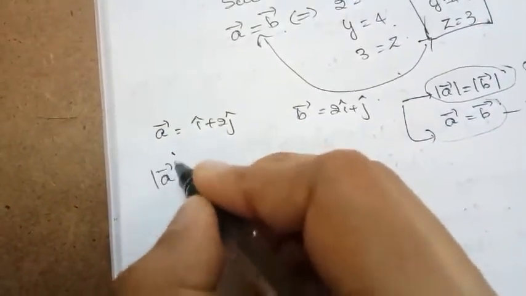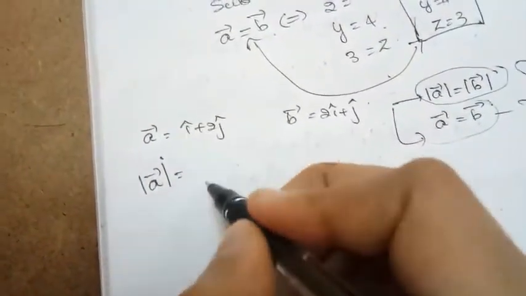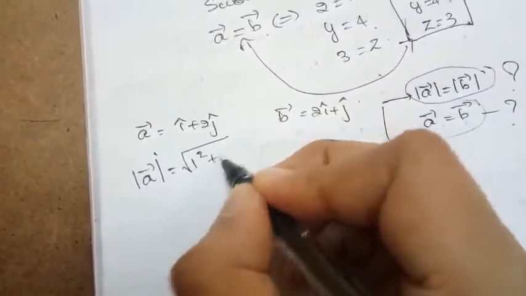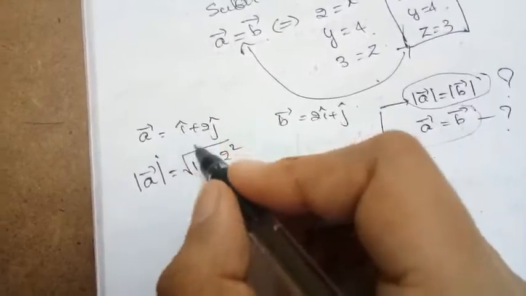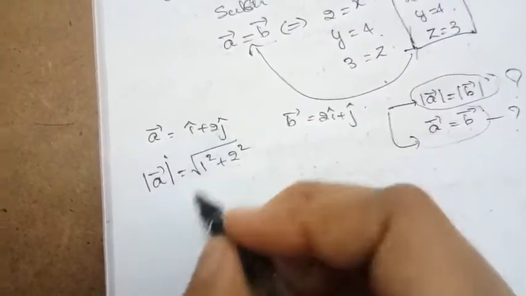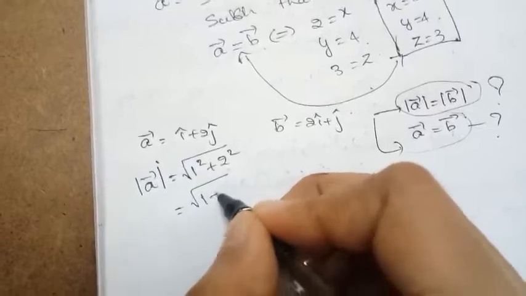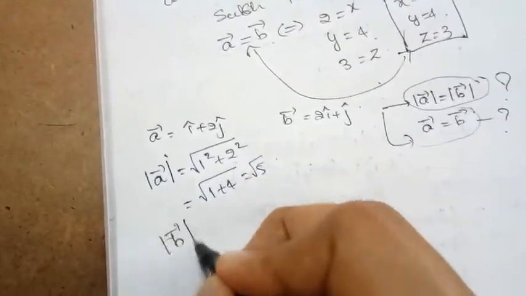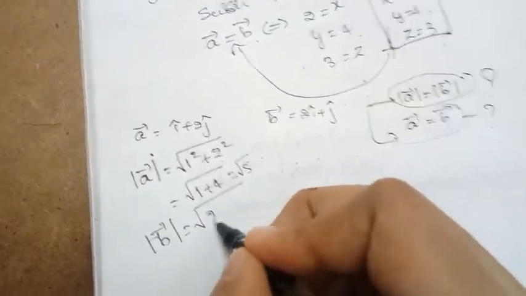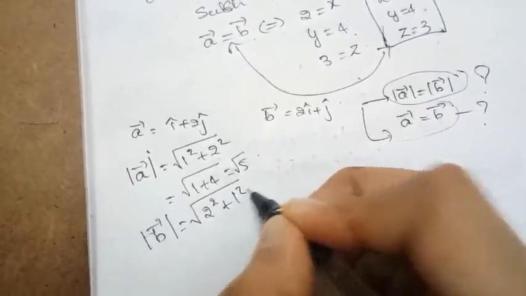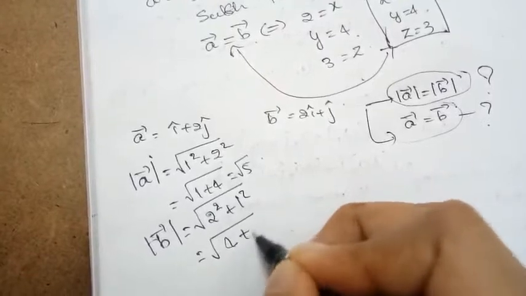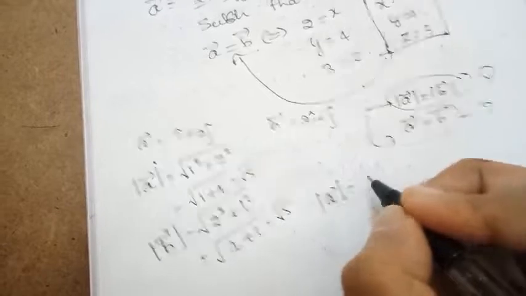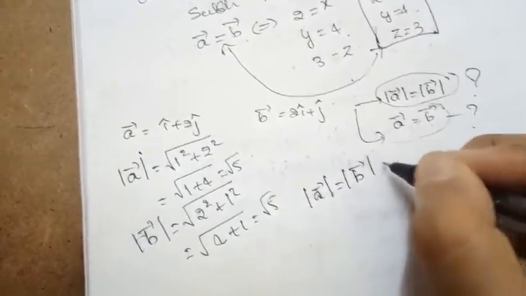What about the magnitude of vector A? Using the formula I already mentioned, it is 1 square plus 2 square, the sum of the squares of the scalar components, which is 1 plus 4, equal to root 5. What about the magnitude of vector B? It is 2 square plus 1 square, which is 4 plus 1, equal to root 5. So clearly the magnitude of vector A is equal to the magnitude of vector B.